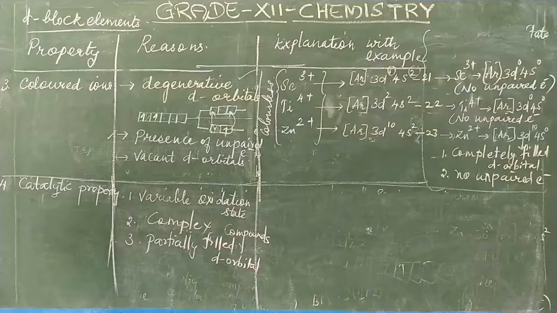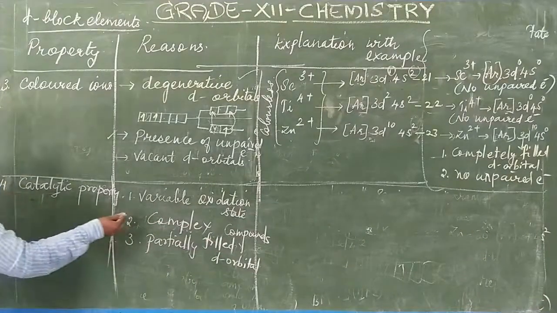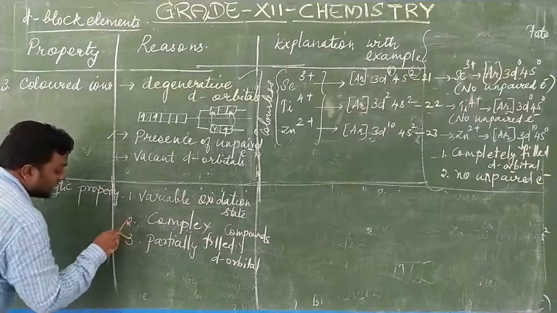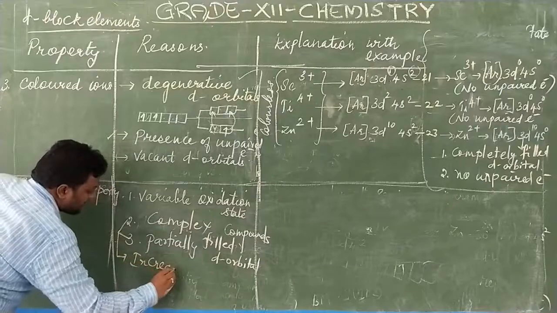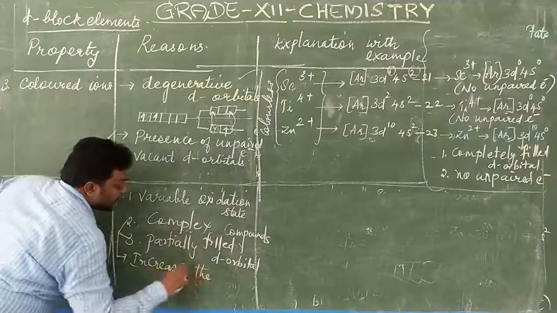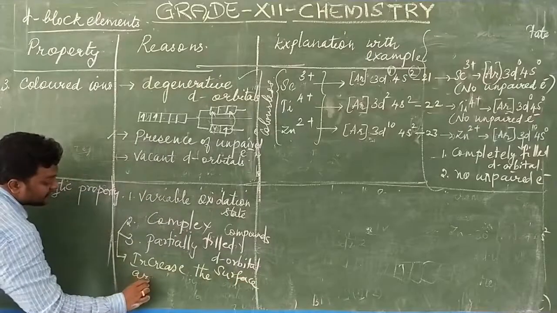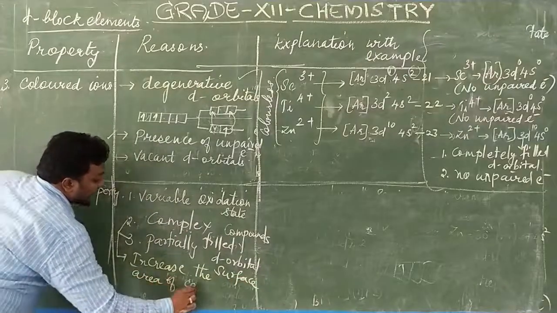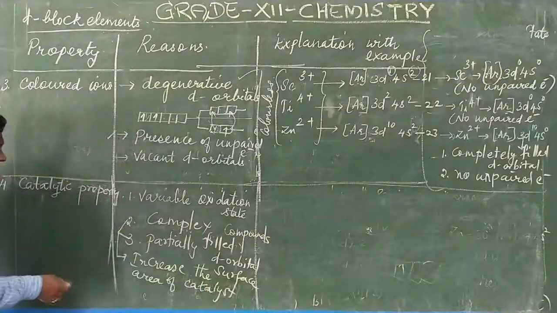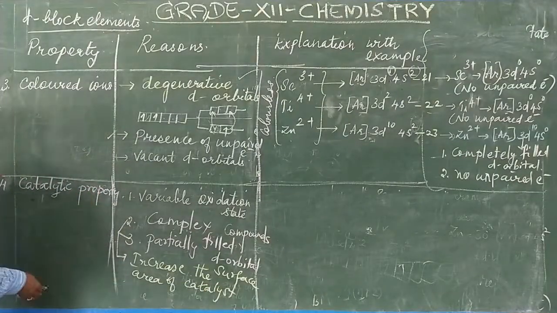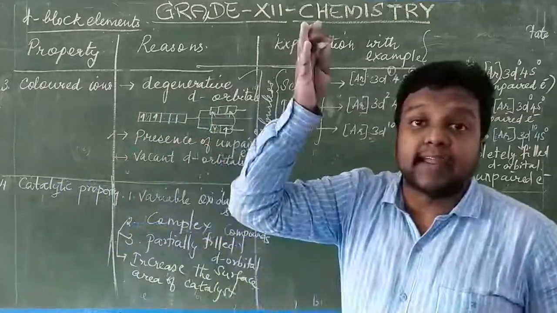Partially filled d orbitals. See, partially filled d orbitals or complex formation, in these two categories, will increase the surface area of the catalyst. When the surface area of the catalyst is increased, then it provides lots of spaces for the reactant molecules to come and get attached.